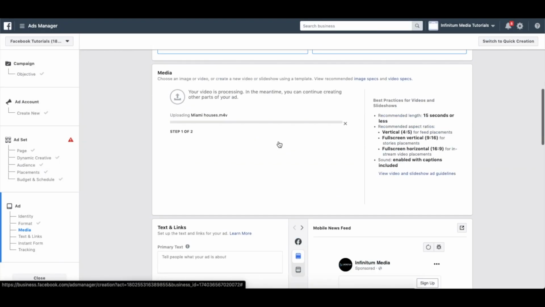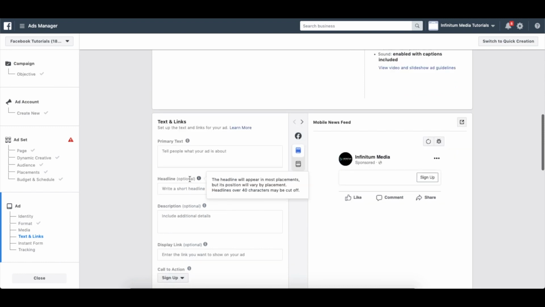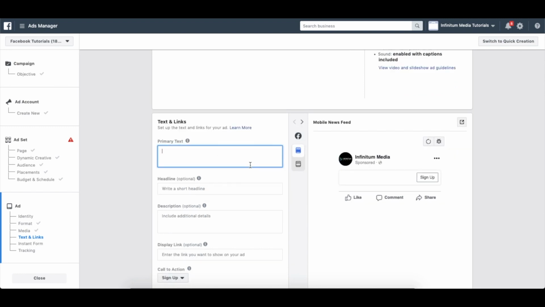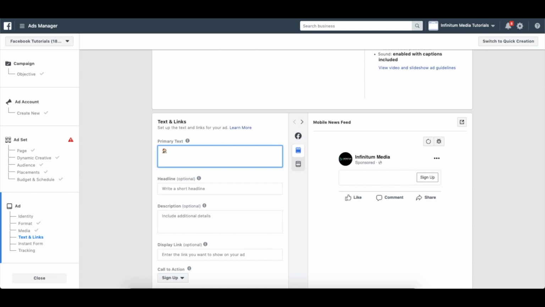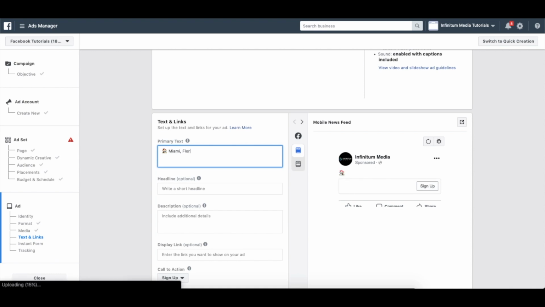So we'll let it upload. Once it processes, let's get ahead and start creating our ad text. So I'm gonna start off with an emoji. That's what I always do, and call out the city. So I'll be Miami, Florida homeowners. Okay, I'm calling out my people, Miami, Florida homeowners, because that's who I want to target.